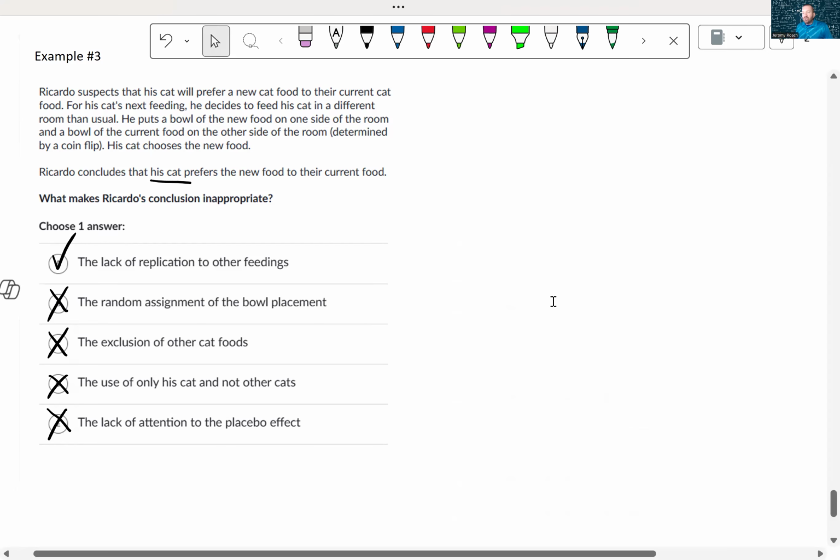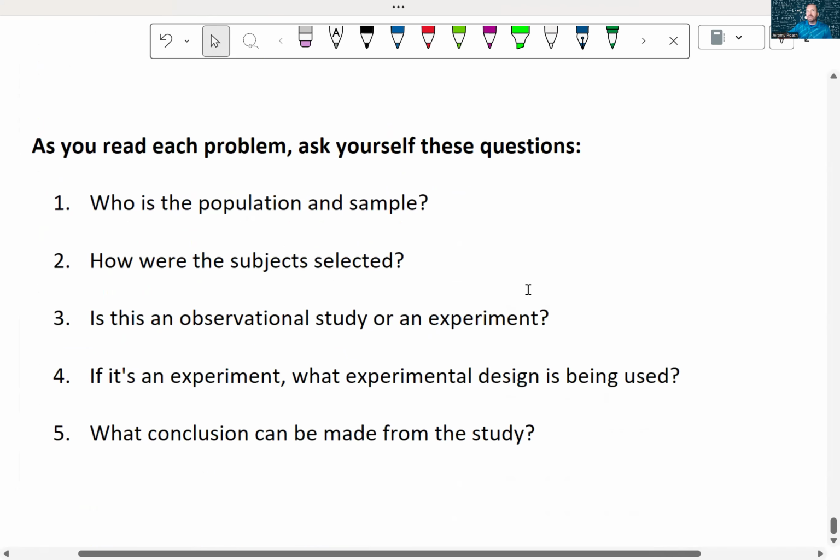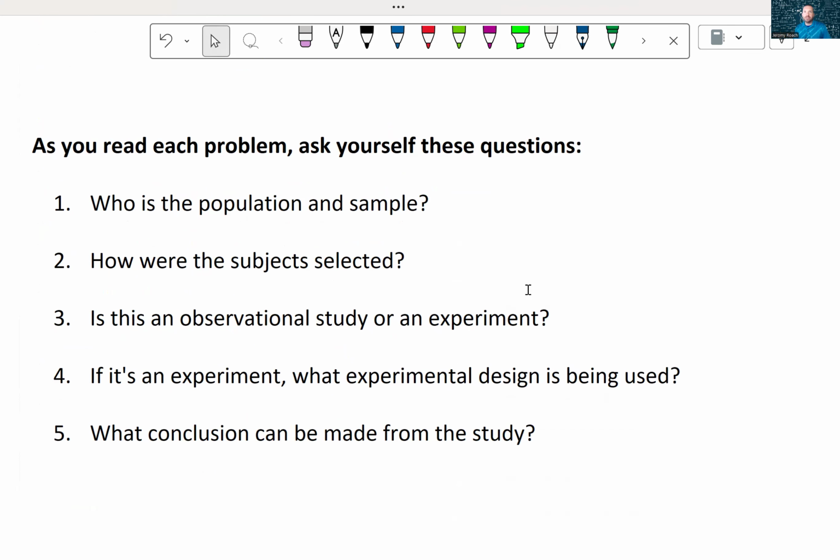All right. So this has been a lot of reading problems and vocabulary terms in this unit. This last section is our last section on study design. So if you need to go back and review some of the other topics from this unit, definitely be sure to do that so you can write down all the key terms. Again, when you're reading through these problems, try to ask yourself, who is the population and the sample? So who is being studied and who is actually selected?